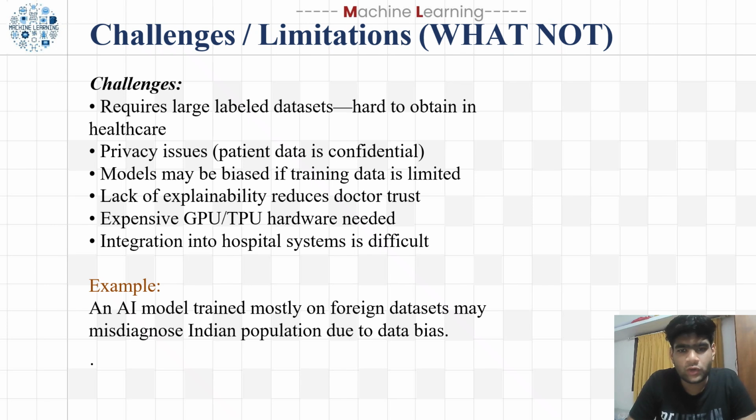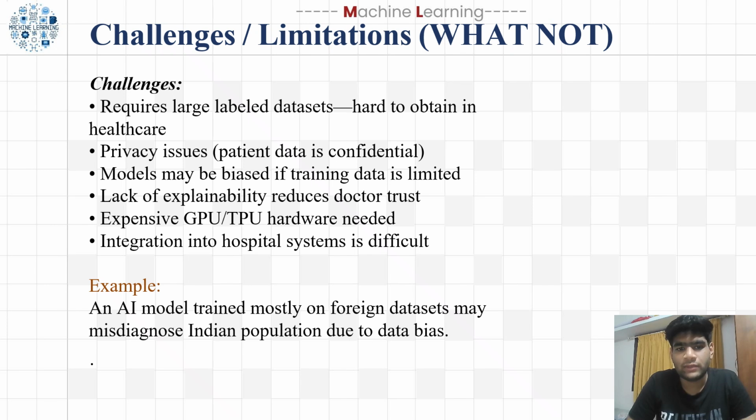So let us know what challenges come up in deep learning in healthcare. Firstly, it requires a lot of large labeled datasets, which are hard to obtain in healthcare. There are multiple privacy issues because patient data needs to be kept confidential. Models may be biased if training data is limited, so a lot of training data is basically required.